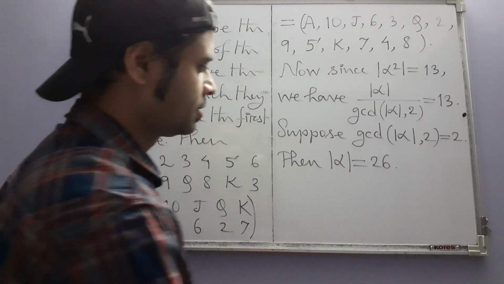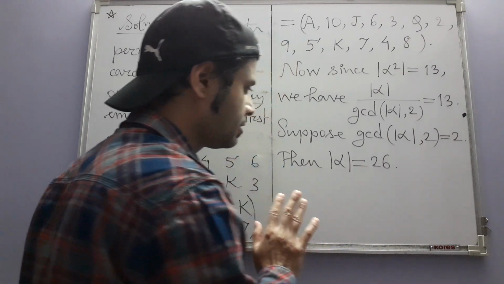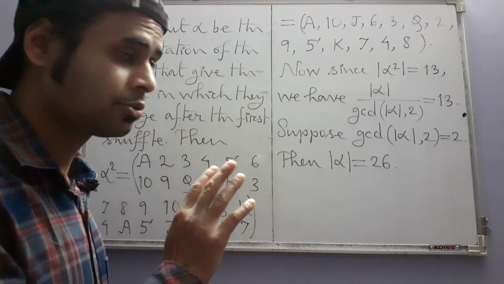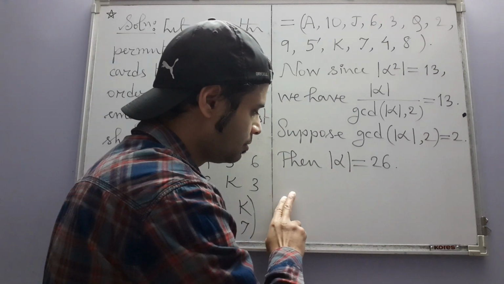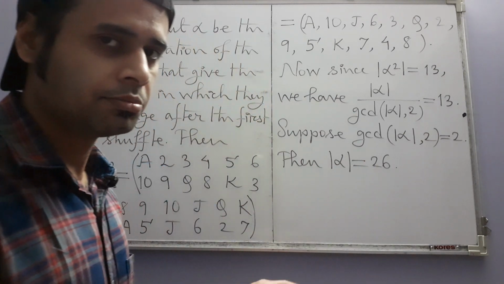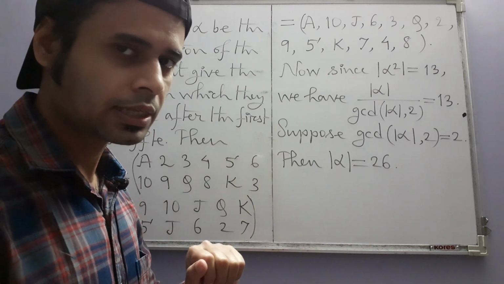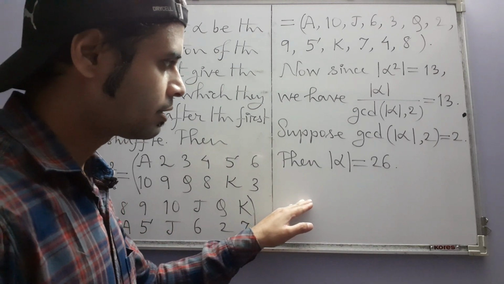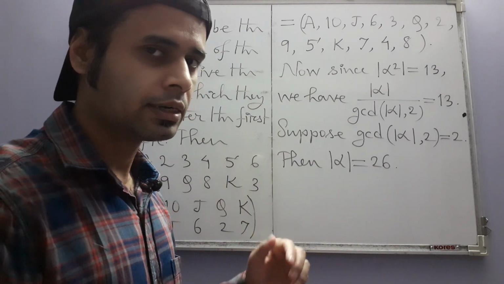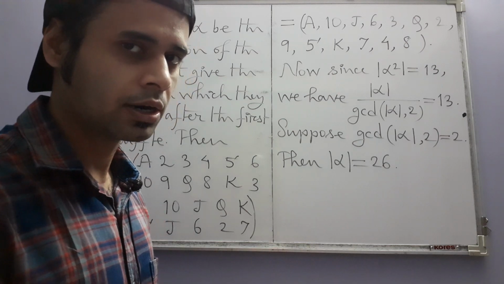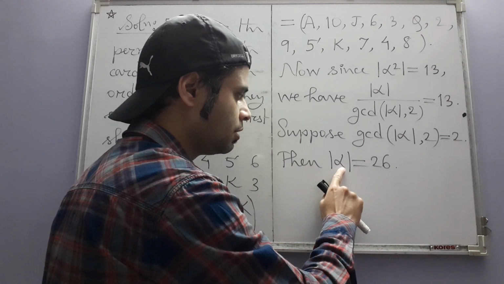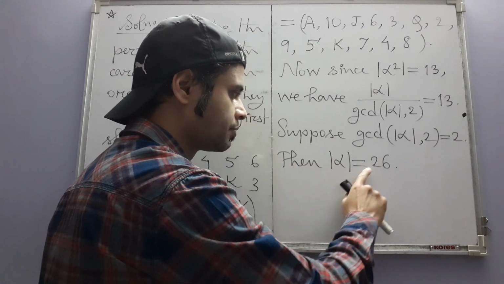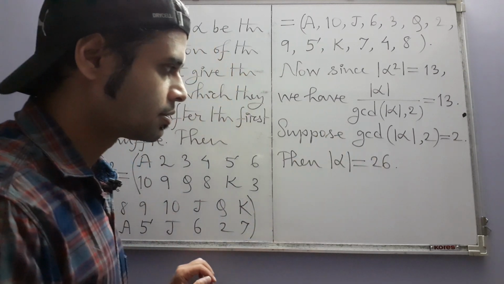No. Why? Because you see, how do we find the order of an element in a symmetric group? First we write the permutation, the element, as a product of disjoint cycles, and then we collect the lengths of those cycles, and then we take the LCM of those lengths. That gives us the order. So that means if we do that for alpha, we should get 26.